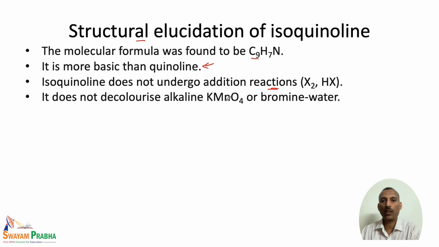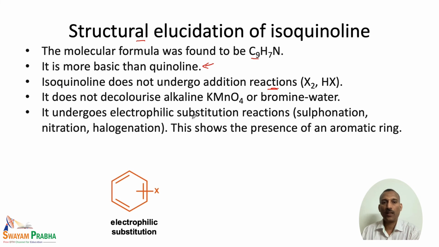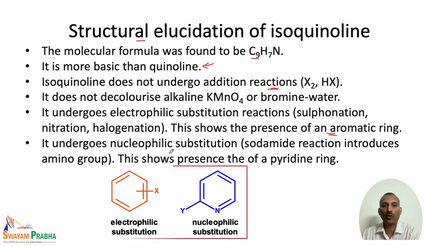They also do not decolorize KMnO4 or bromine water, and this undergoes electrophilic substitution very similar to a benzene-type molecule. That means the presence of an aromatic ring is seen in these compounds. These compounds undergo electrophilic substitution reactions like sulfonation, nitration and halogenation. So, this shows there is a presence of an aromatic ring. These compounds also undergo nucleophilic substitution similar to the pyridine ring. That also shows that there is a presence of a pyridine ring.